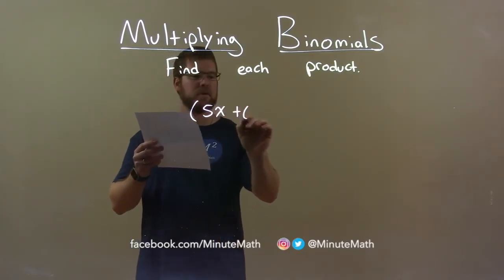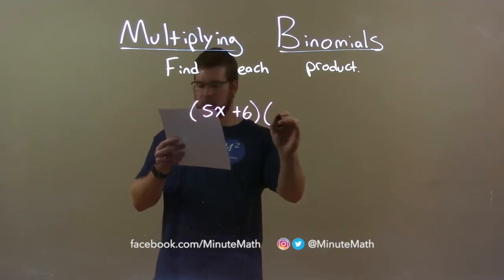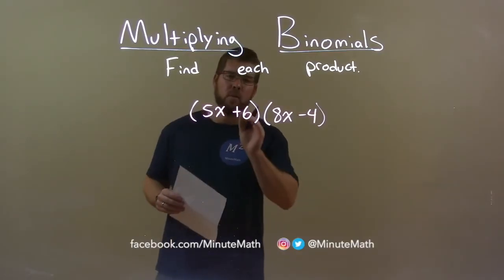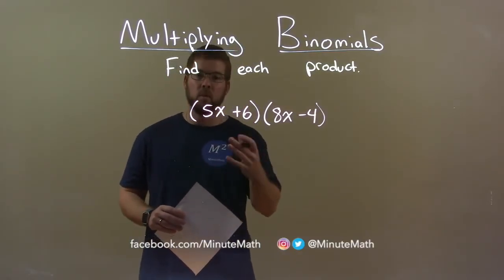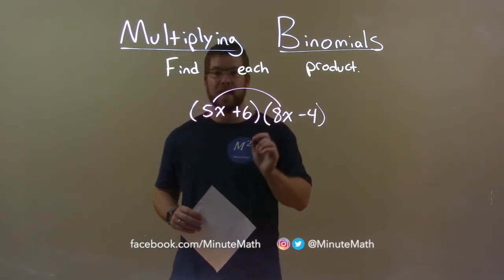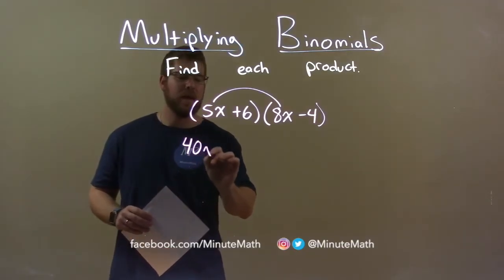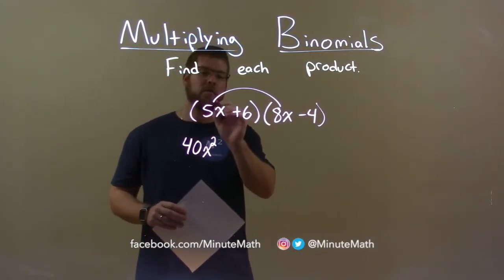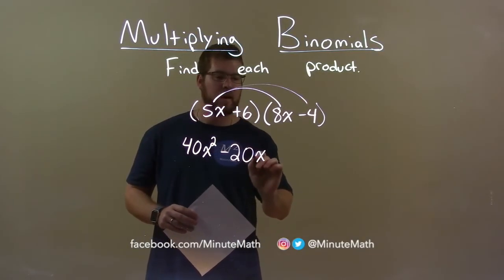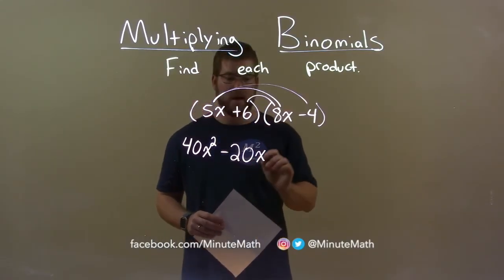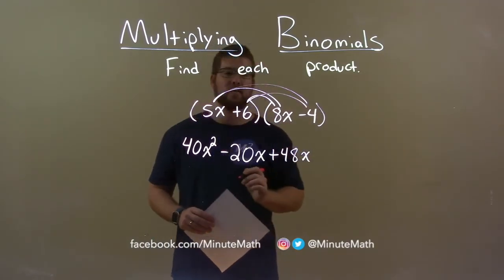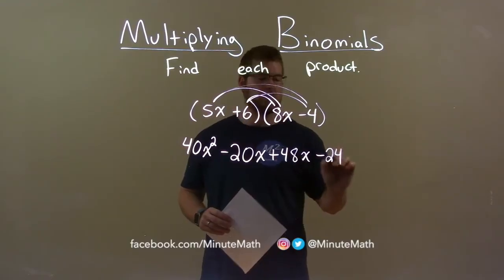5x plus 6 multiplied by an 8x minus 4. We want to take all parts of our first parenthesis and multiply by all parts of our second parenthesis. So, 5x times an 8x is a 40x squared. 5x now multiplied by a minus 4 is a minus 20x. 6 times 8x is a 48x. And 6 times a minus 4 is a minus 24.